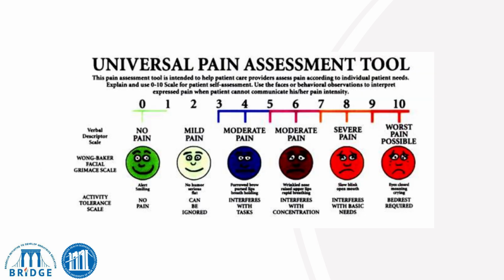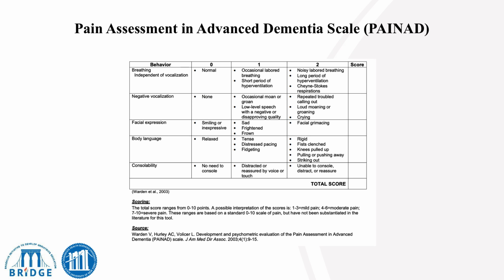This is a tool that is used for the pain assessment. It's universal pain assessment tools from 0 to 10, 0 being no pain and 10 being the worst pain possible. And then we have a verbal descriptor scale, we have a Wong Baker facial grimace scale, and then activity tolerance scale. Pain assessment in advanced dementia scale. This is PAINAD.